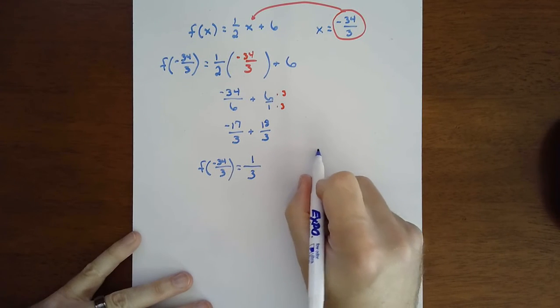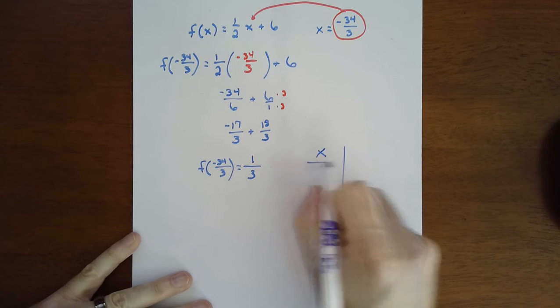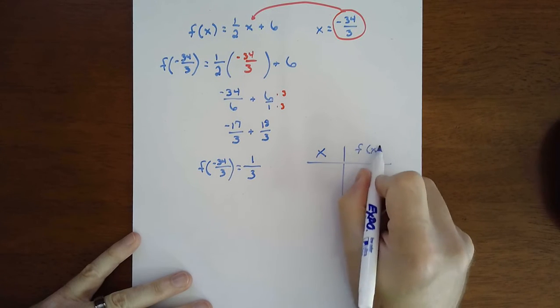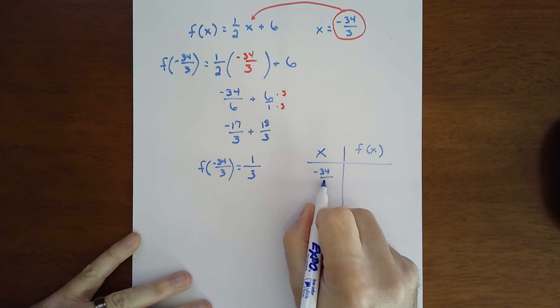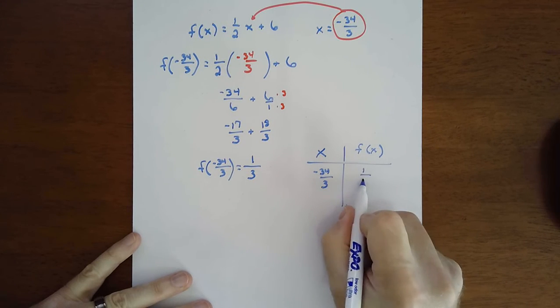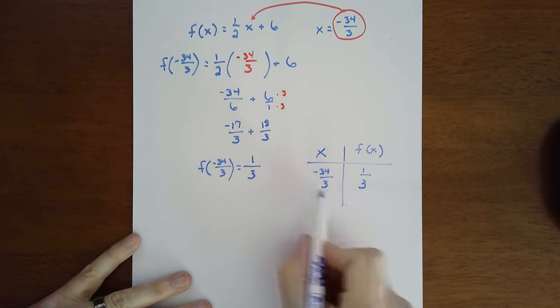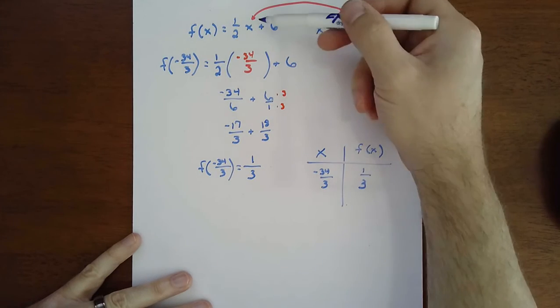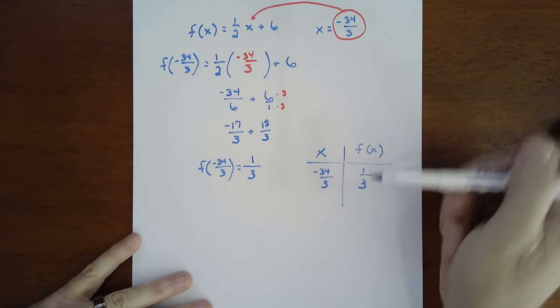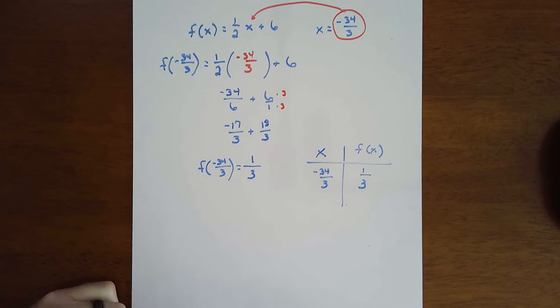So on your table, it looked like this. You were plugging in -34 thirds, and you got out 1/3. This is known as your input. This is what you plugged in, and then this is your output after you do this math to it. Okay, so hopefully that helps.